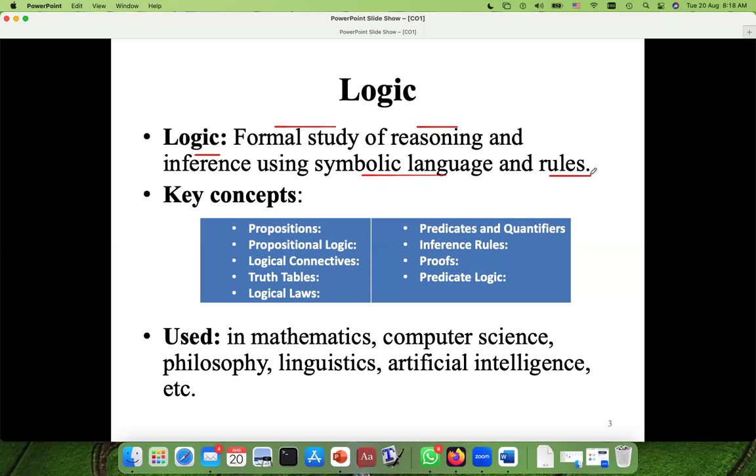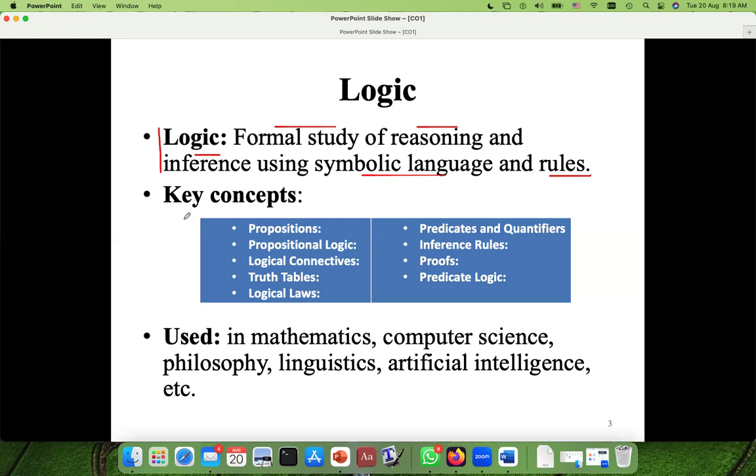Shortly, you can say that logic is a formal study of mathematics in which we have some symbols and rules which we can use for reasoning on some problems, for thinking on some problems, and to infer something and extract some conclusion. Infer means extraction. So this is the simple definition of logic, and this is chapter one of your discrete mathematics book.